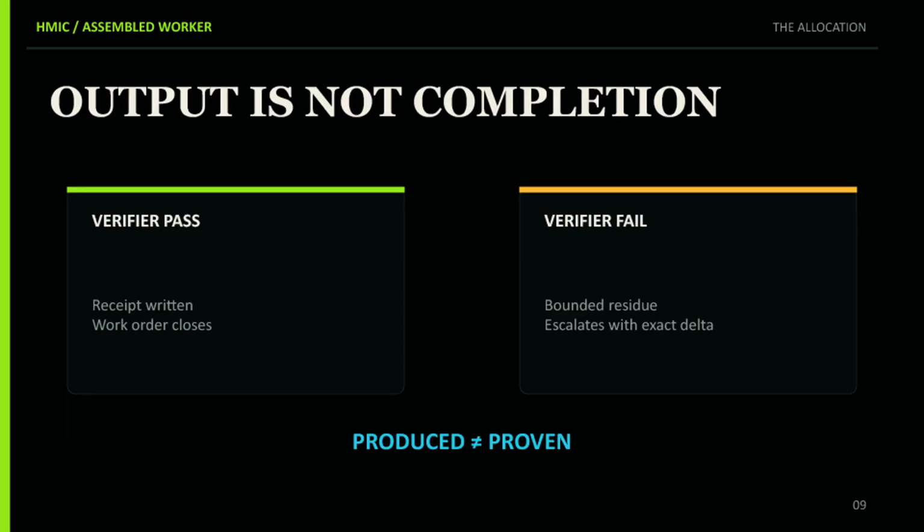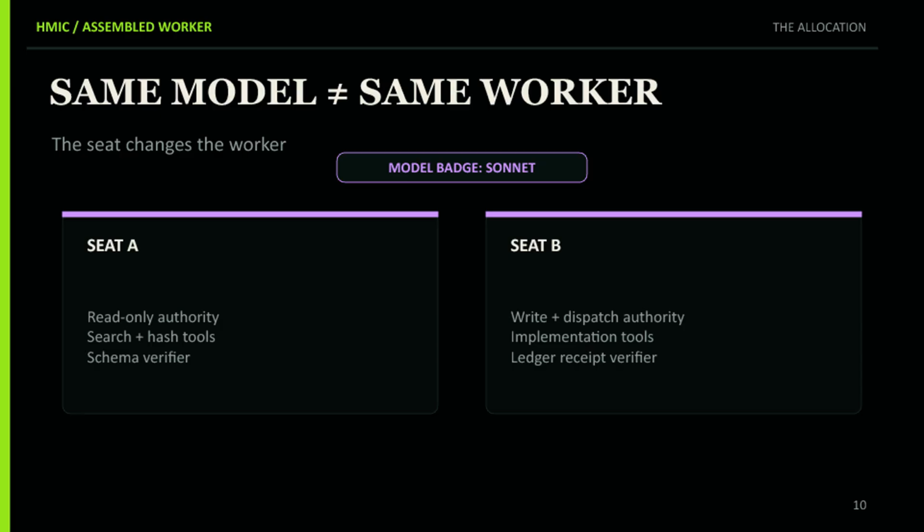The system does not mark a job complete when a model produces output. It marks it complete when the verifier passes. Failed work does not disappear. It comes back as a bounded residue for the next worker.